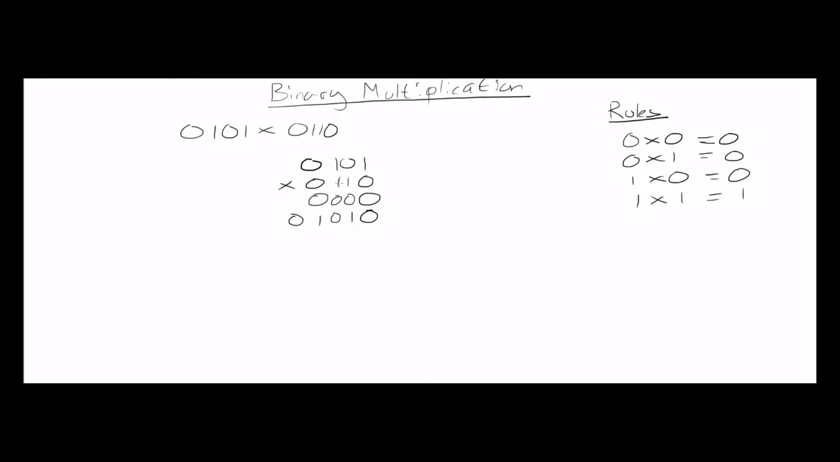We then do the same for this bit, so 1 times 1 is 1, 1 times 0 is 0, 1 times 1 is 1, and 1 times 0 is 0. We then fill in with 2 zeros here. We then do the same for the 0, but because it's 0, all of these are going to be 0, so I can just fill in with zeros at the bottom here.